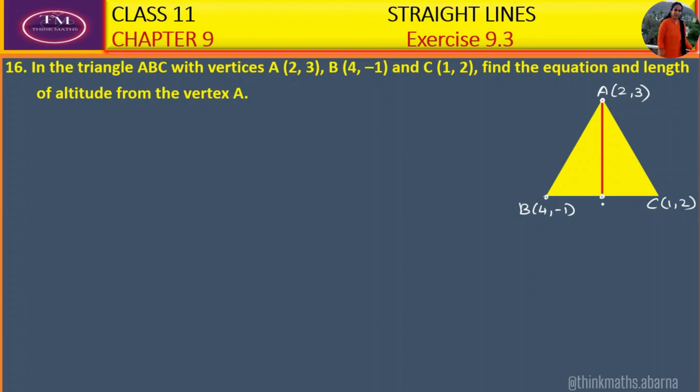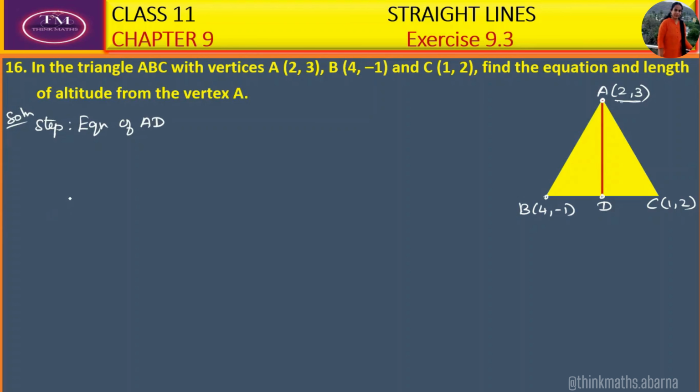So let AD be the altitude from A meeting BC at D. Now what we have to find? We have to find the equation of AD and length of AD. To find the equation of AD, already we have a point. Now if you know the slope, using the slope point form, we can find the equation of AD. So step 1, we are going to find the equation of AD.